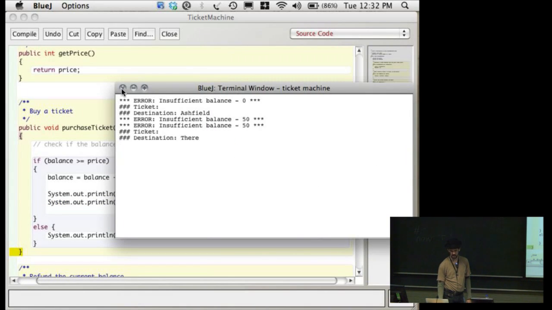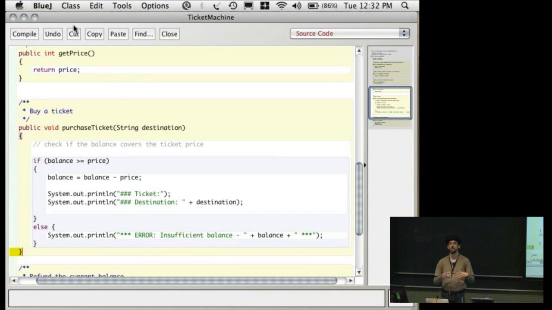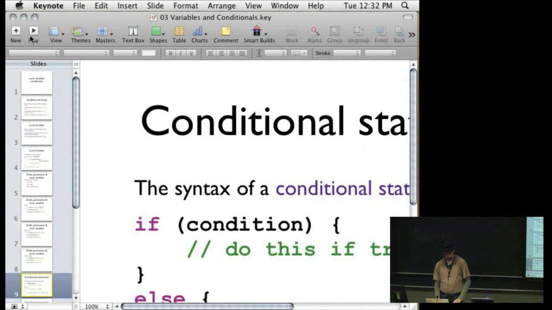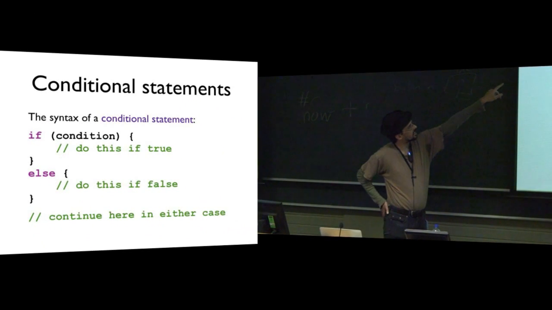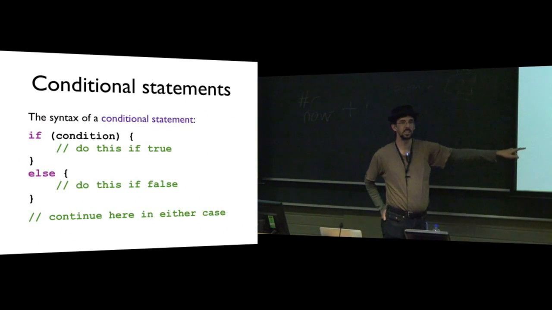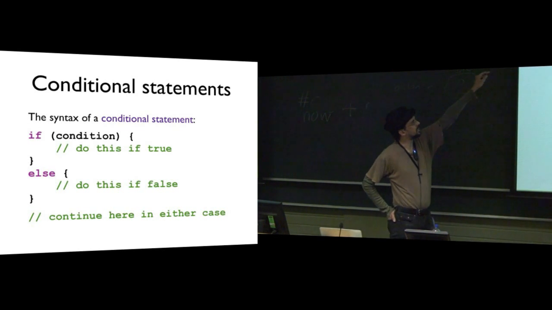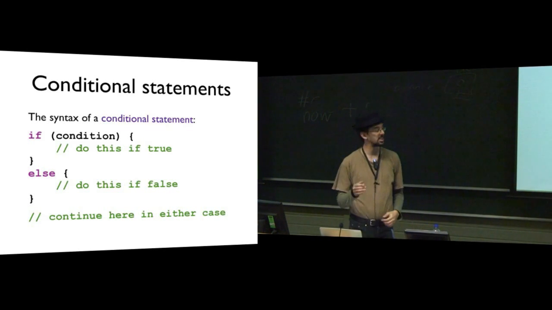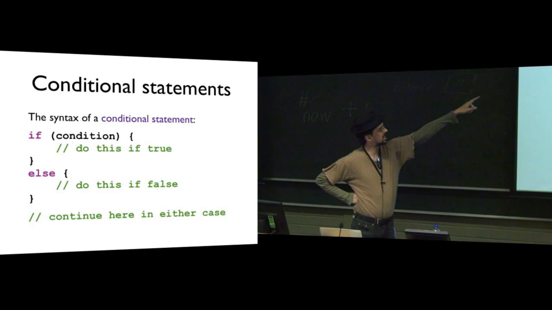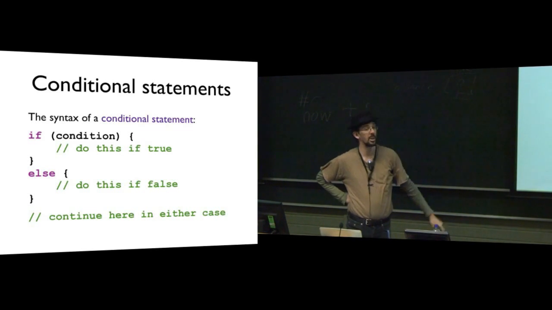So that's the conditional statement. We use it in our code when we want to make choices based on the data that we have. A conditional statement looks like this. If condition, then do what's in the first set of braces, else do what's in the second set of braces. Either way, whichever one you run, it continues down here. If it does the first set of braces, it will run the line in that set of braces, and then it will continue down there. If it does the second, it will jump to the second set and then continue down there.